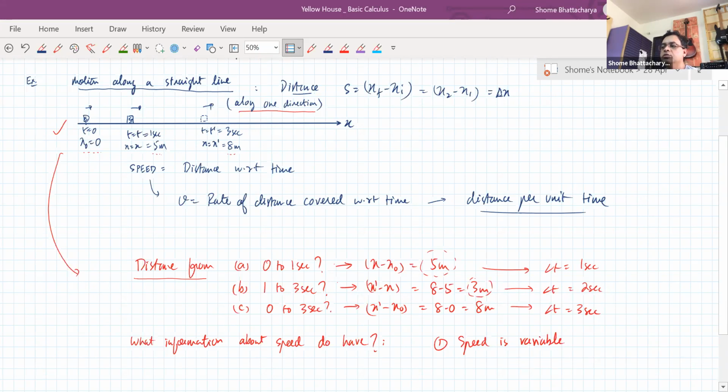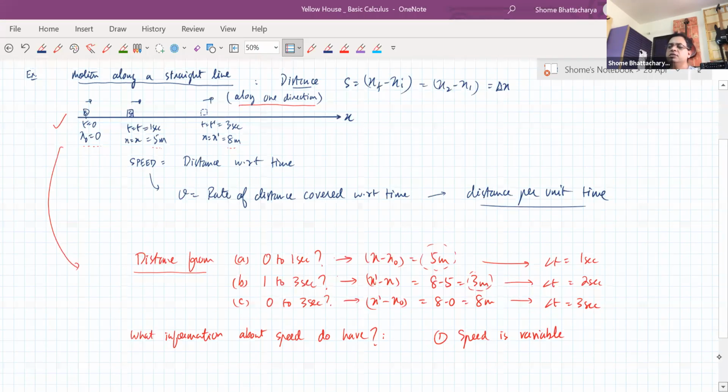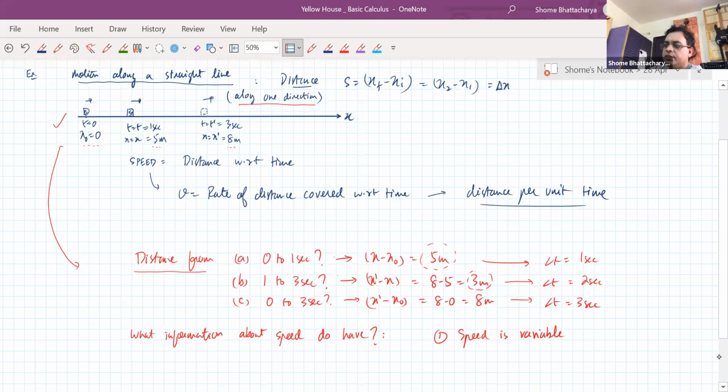Yeah. So in other words, let me give you a hint. Have you heard the term average speed? Any of you have heard the term average speed? Yes, sir. Right. So what is average speed? Total distance divided by total time taken. Total distance divided by total time, right? Anybody else wants to answer anything about average speed?